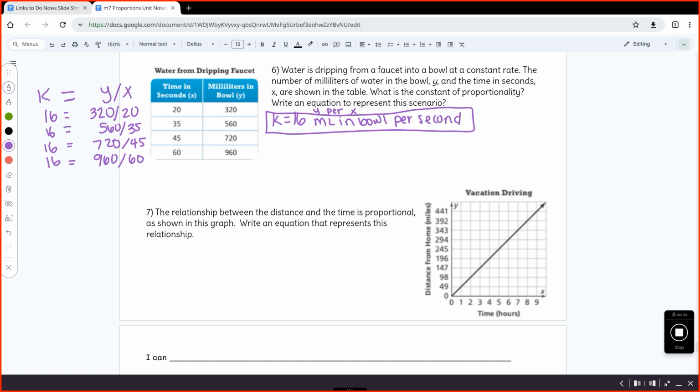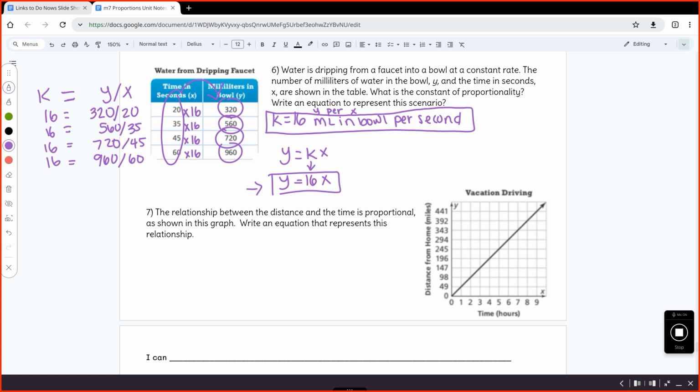And then your equation, which is supposed to be written in the format y equals kx. We're going to replace k now with what we know it to be, which is 16. So here is our equation. In other words, every y value that's here, you can get by multiplying these x's by 16. That's what this equation literally says. y equals 16x. Take all of these x's and multiply them by 16, and you will get their y's.